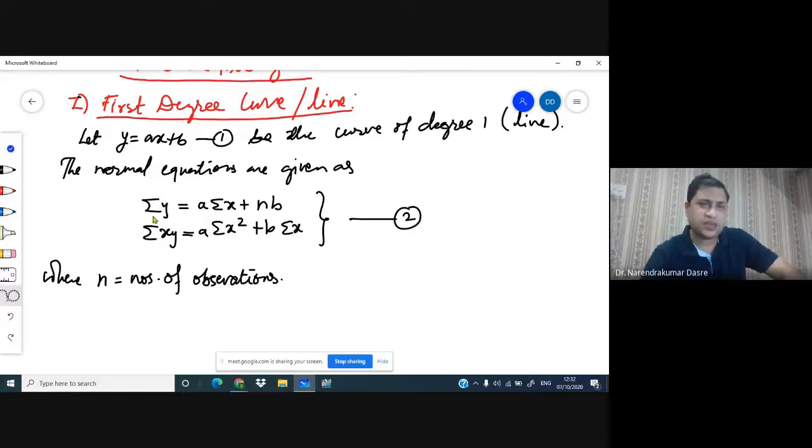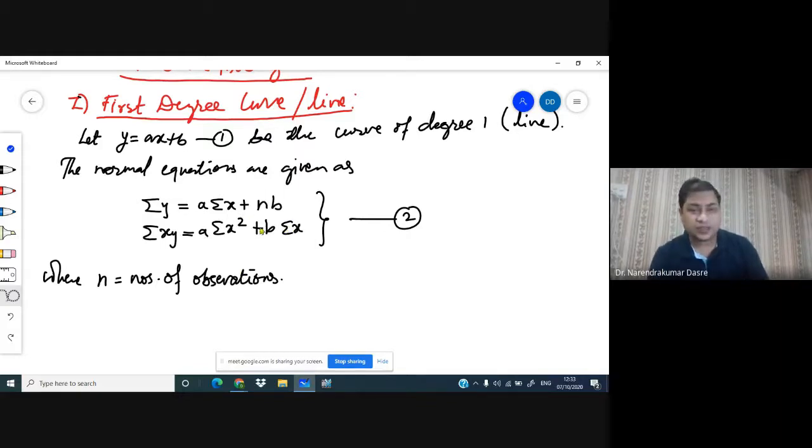So I have to find summation x, summation y, summation xy, and summation x square. And once I get these four values and n, I can count the number of observations, so that is 5 values. Once I know these 5 values, I can form a matrix or simultaneous equations. Once I form the simultaneous equations, I am able to get the solution, and then I am able to get the values of a and b.